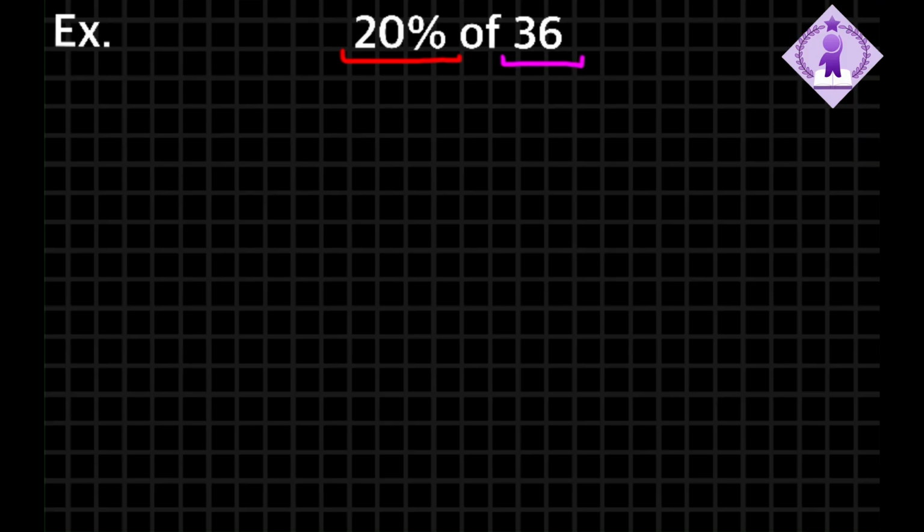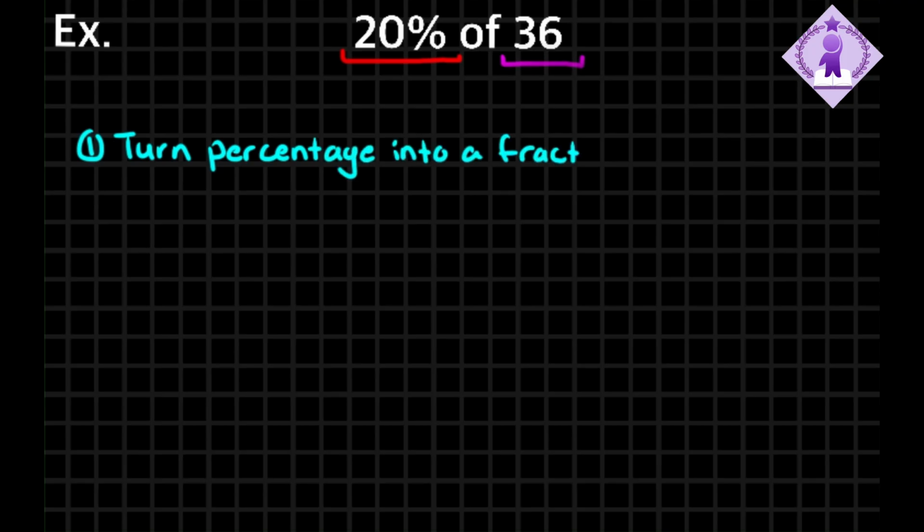Let's look at our example, 20% of 36. Our first step is to turn the percentage into a fraction over 100. This will allow us to multiply easier in our next steps. 20% turned into a fraction is 20 over 100. Now we move on to the next step.